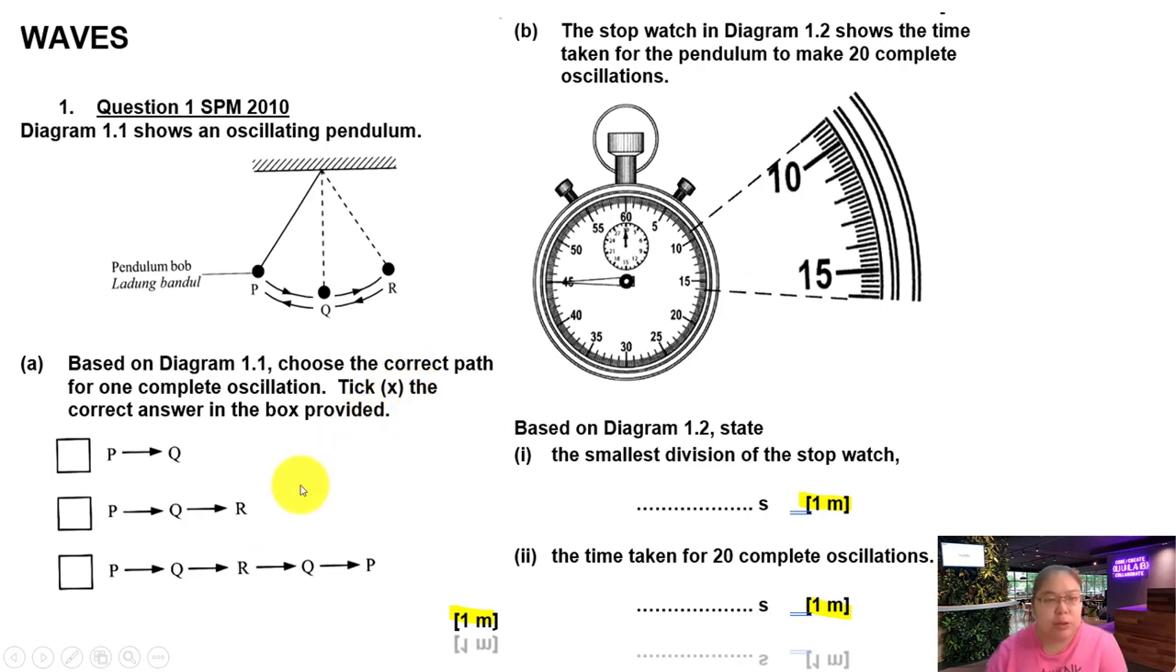Okay, so the answer should be the last one, P to Q. Then after that go to R, they want just half only. Then you need to come back to the original position. Then we count that as one complete oscillation.